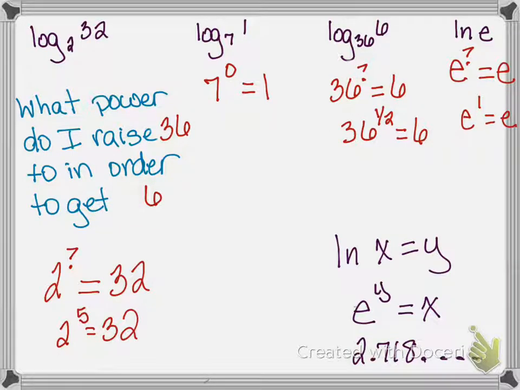Now, when you see a log written with no base, sometimes you'll see log, the assumed base with that is what? Does anybody know? 10. So this would be 10 to the y power equals x. So, if you see ln, your assumed base is e. If you see log with no base, your assumed base is 10.